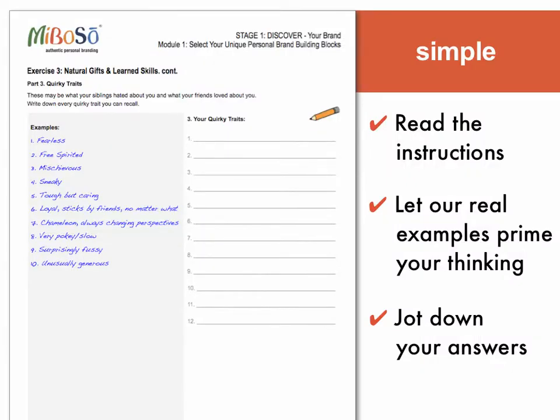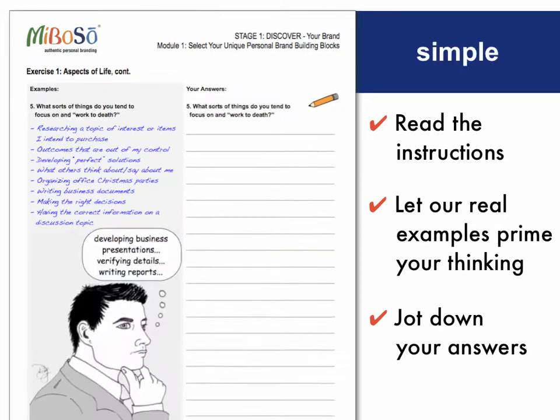Here's an example of a simple question. That's the first category. As you can see, there is a brief 2 lines of instructions and a column of examples and a lot of space to write down your own answers.